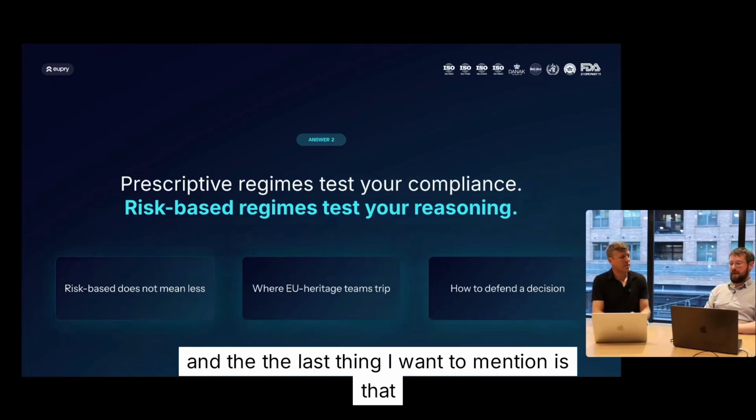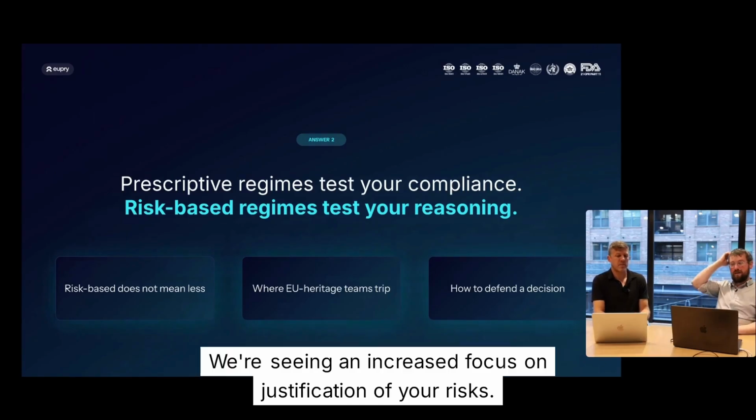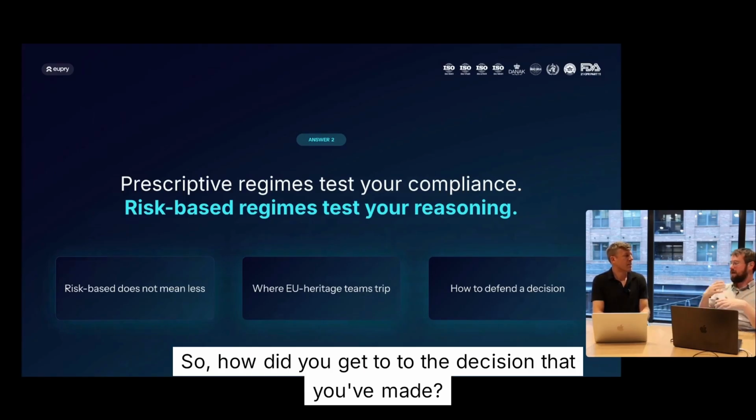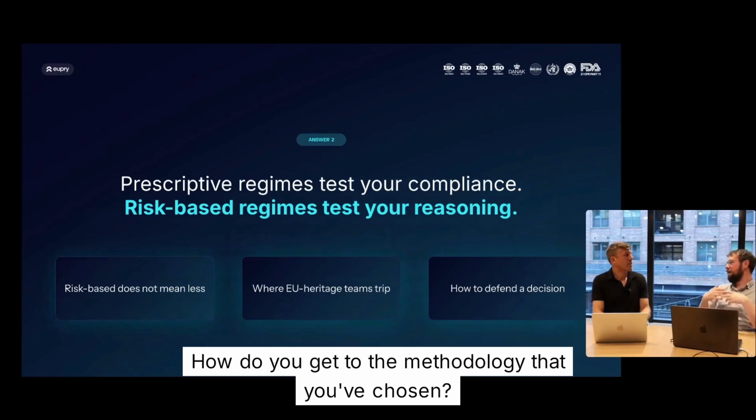And the last thing I want to mention is that we're seeing an increased focus on justification of your risks. So how did you get to the decision that you've made? How did you get to the methodology that you've chosen?